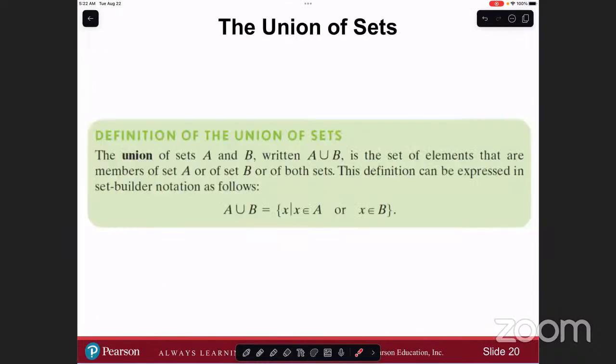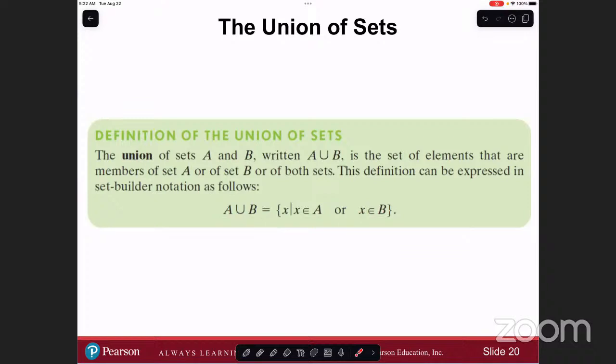So we looked at intersection of sets. Now we want to look at union of sets. The union of sets A and B, written A union B, is a set of elements that are members of set A or set B, or both, right? This definition can be expressed in set builder notation as follows. A union B is the set of all X such that X belongs to A or X belongs to B.